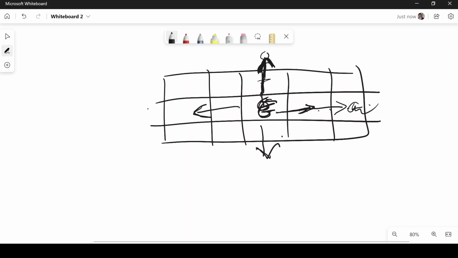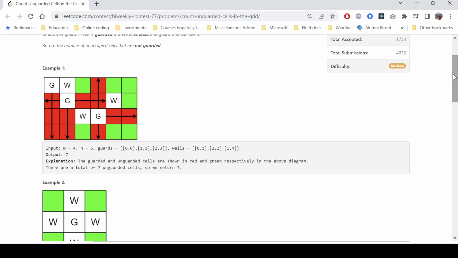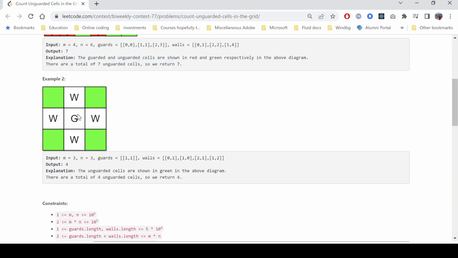So we have seen the example. Let's see one of the examples as well. This is a grid represented by G and W, and all the red cells are being guarded by a guard, and all the green cells are the ones that are unoccupied and not guarded. So the count of these cells is 7. If we move to the second example, we can see that again there is a guard and there are 4 walls. So this guard is not able to guard any of the cells. So we have 4 green cells, and the answer will be 4.